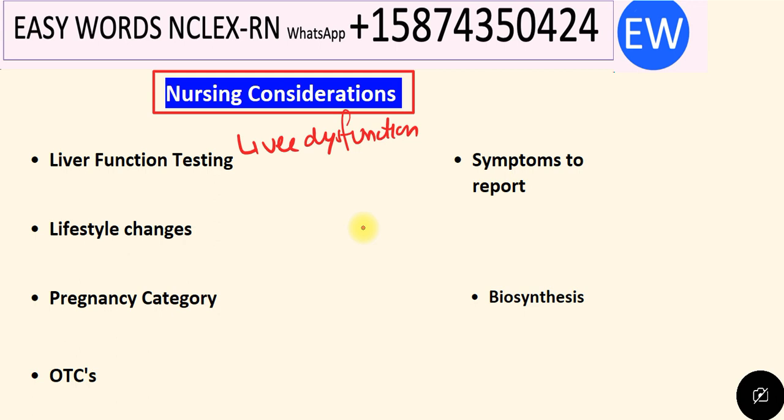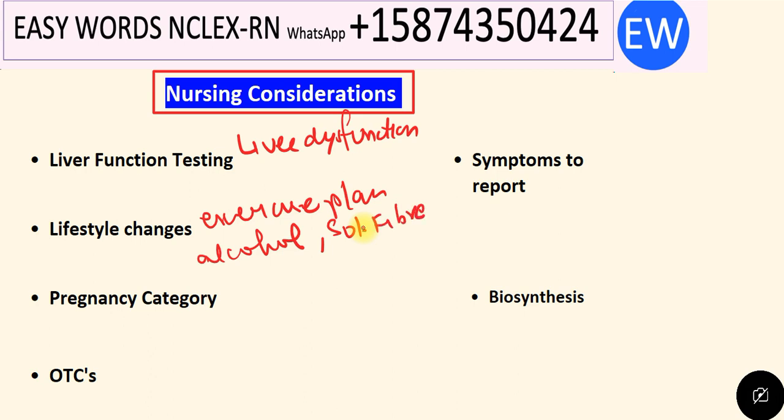Then we have the lifestyle changes. For the lifestyle changes, implement a medically supervised exercise plan for the client, and instruct the client to avoid alcohol intake and increase soluble fiber in the diet, such as eating more oat bran, broccoli, or beans, and reduce dietary saturated fat, cholesterol, and trans fatty acids.